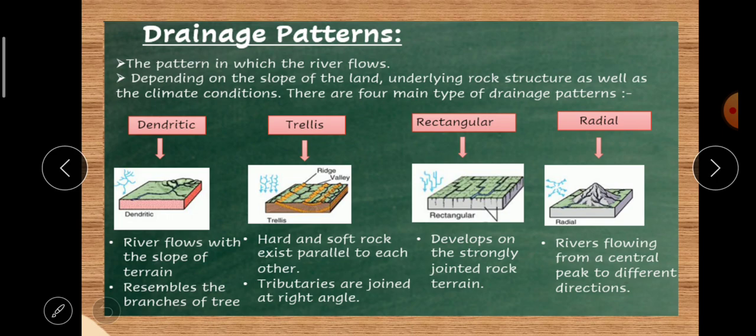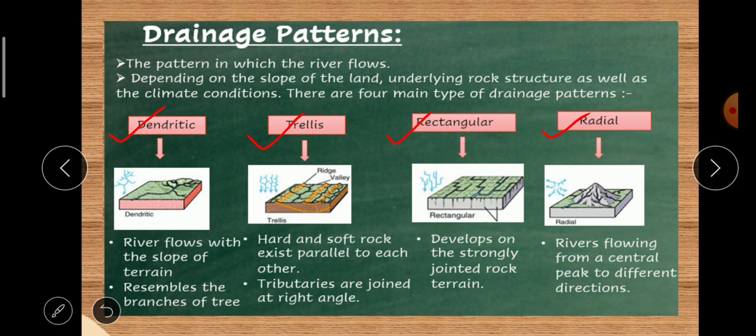Also the climatic conditions around the piece of land, how the weather is, whether the temperature is high or low, the rate of humidity, speed of wind. Depending on all these things, there are four main types of drainage patterns. They are dendritic pattern, trellis pattern, rectangular pattern and radial pattern. Now we'll see a brief intro about all these four patterns.